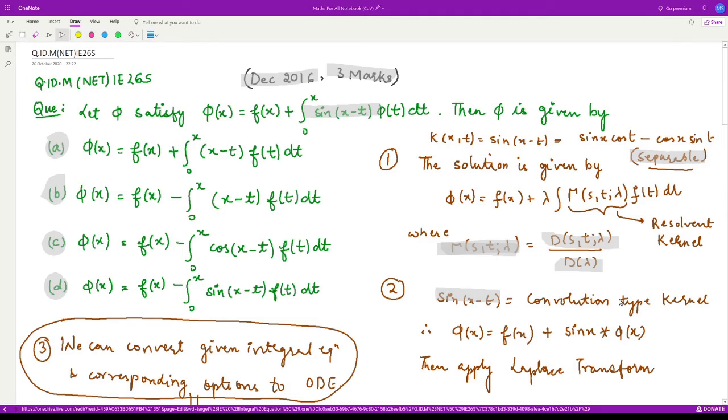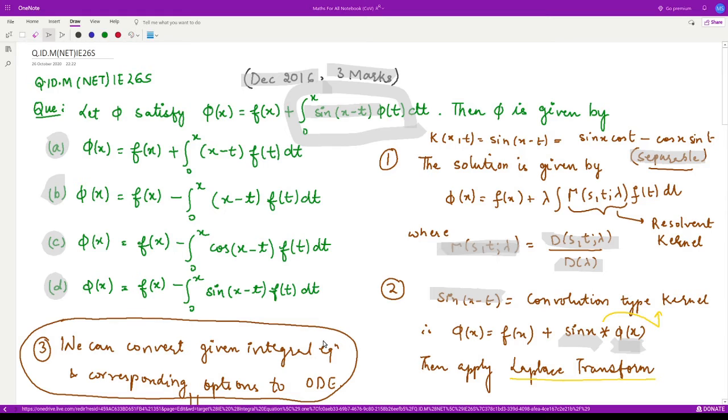Another method: the kernel is sine(x minus t), so it is also of the convolution type. That means our given integral equation could be written like this: phi of x is equal to f of x plus the integration from 0 to x of sine(x minus t) phi t dt. This term could be written as sine x convolved with phi of x. So this is the convolution operator. After that we can apply the Laplace transform, then the inverse Laplace transform, and then we can reach the result. But there is an easier way to solve this question.